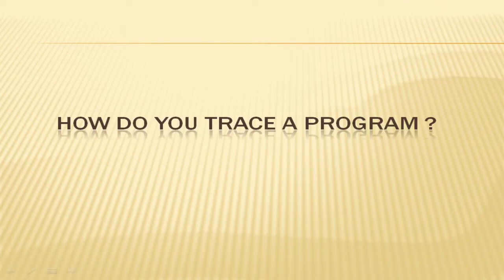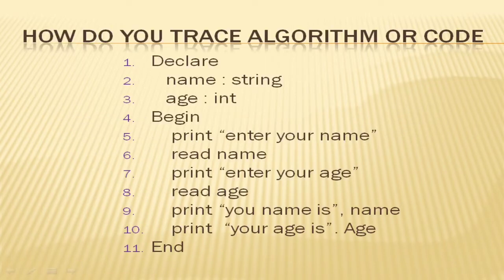How do you trace a program? Well, that's a very good question. So let me show you exactly how to trace a program. To trace a program, or algorithm or pseudocode, it is pretty straightforward. What you will do is first identify your starting point, then move down your code or your pseudocode or your algorithm line by line until you reach the ending point. At each point, you interpret what the code is saying, do your analysis or calculations, then move to the next point.